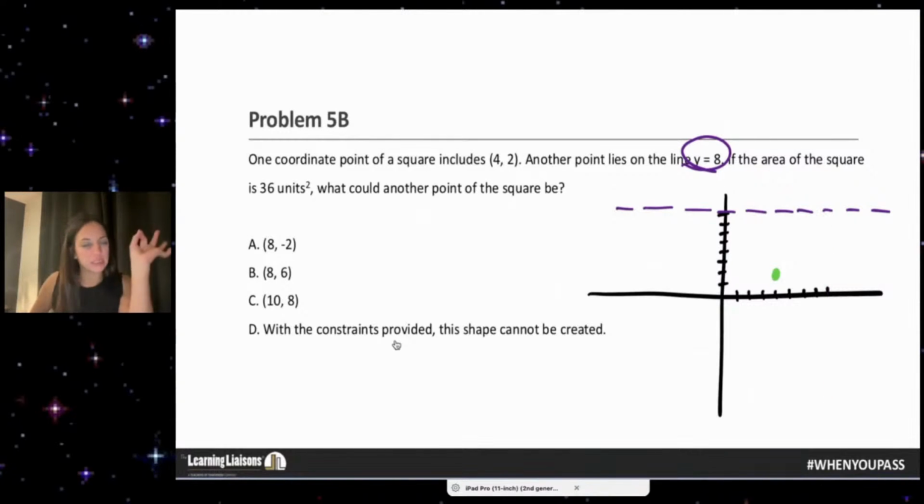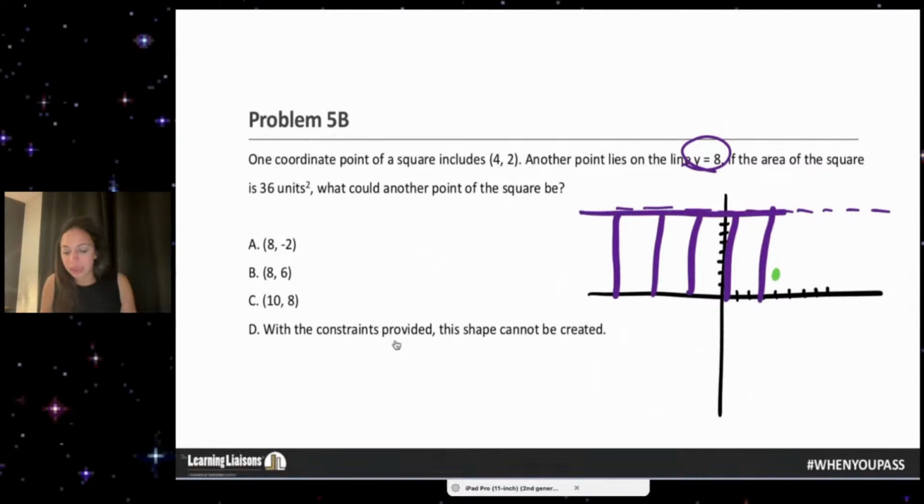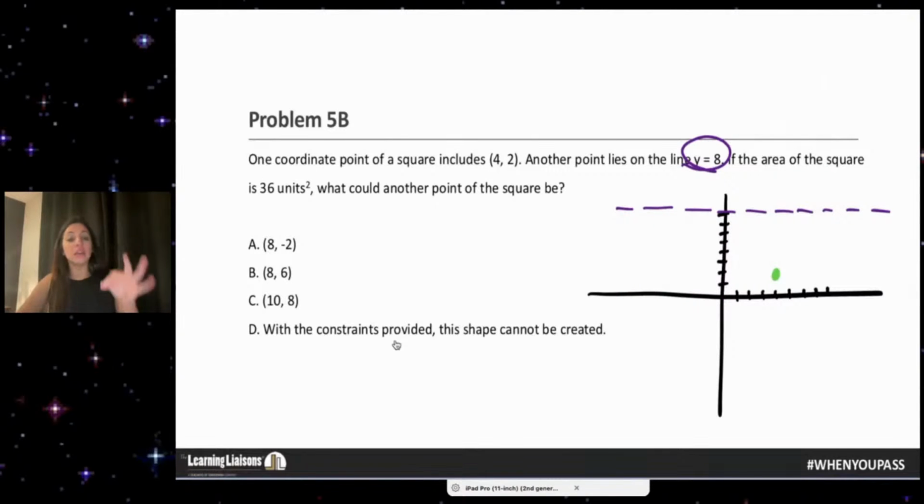And I know it doesn't make sense because the y-axis is vertical, so you automatically think that a y equals line is going to be vertical. But if we think about the concept of what y equals 8 is, y equals 8 means I'm going up 8 every single time. So if I'm going up 8, then it's going to be a horizontal line that connects all of those vertical movements, right? So y equals 8 is where another point on the square lies.